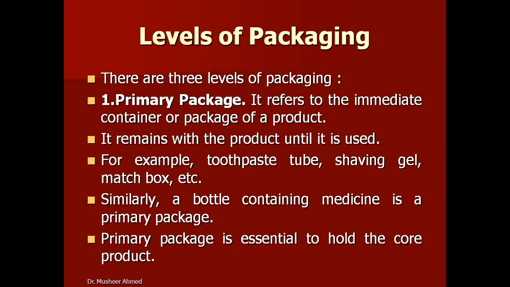Now, levels of packaging. There are different levels of packaging that we will understand one by one. Broadly speaking, there are three levels of packaging. The first is the primary packaging. It is the immediate container which contains the product, and it remains with the product till the time the product is used. For example, toothpaste, shaving gels, matchboxes, etc.